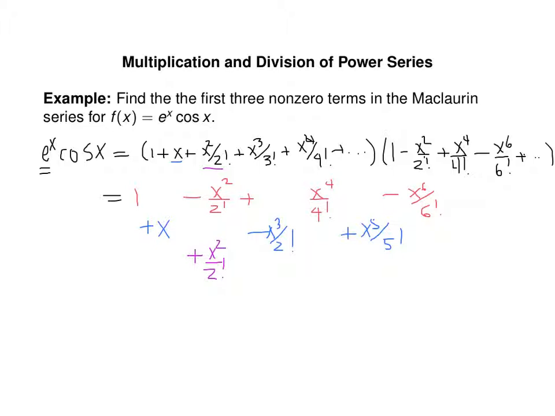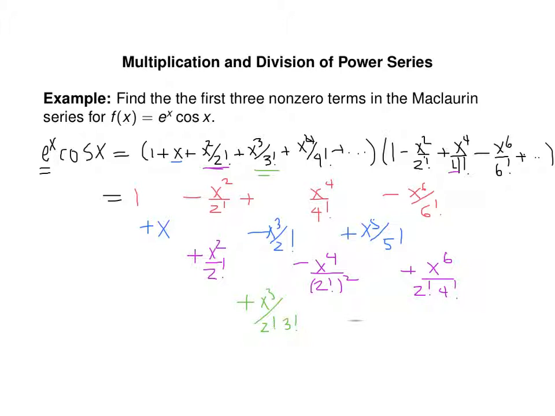by the x squared over 2 factorial will give me negative x to the 4th over 2 factorial squared, and multiplying this by the x to the 4th will give me a positive x to the 6th over 2 factorial times 4 factorial. And I think if we just do the x to the 3rd now, we'll be pretty good. X to the 3rd times 1 would be plus x to the 3rd over 2 factorial times 3 factorial.